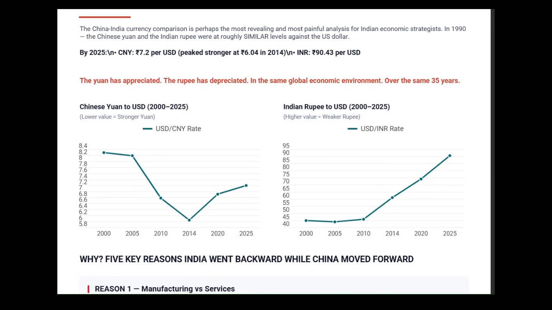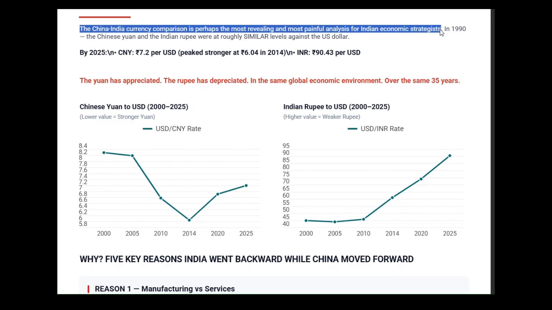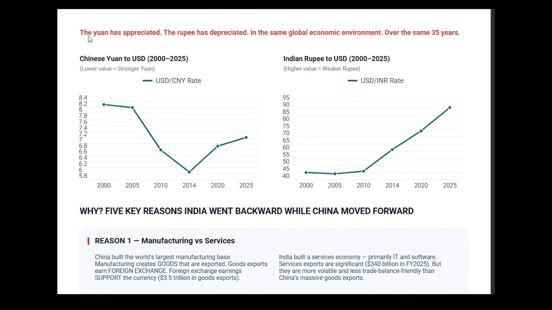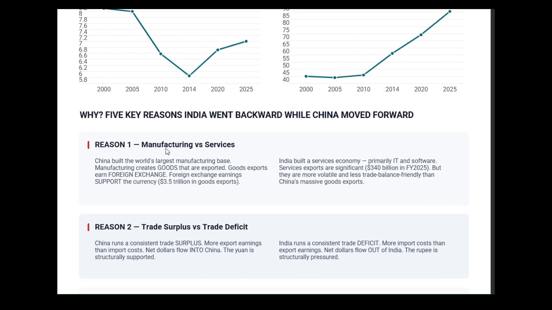The China comparison, the most important contrast. The China-India currency comparison is perhaps the most revealing and most painful analysis for Indian economic strategists. In 1990, the Chinese Yuan and the Indian Rupee were at roughly similar levels against the US dollar. By 2025, CNY is approximately 7.2 per US dollar, having peaked stronger at 6.04 in 2014. INR is 90.43 rupees per US dollar. The yuan has appreciated, the rupee has depreciated in the same global economic environment over the same 35 years.